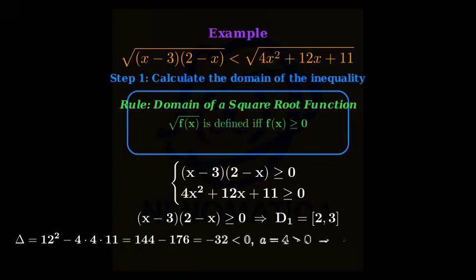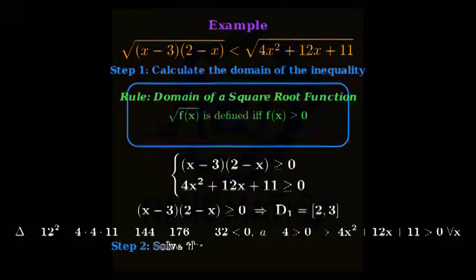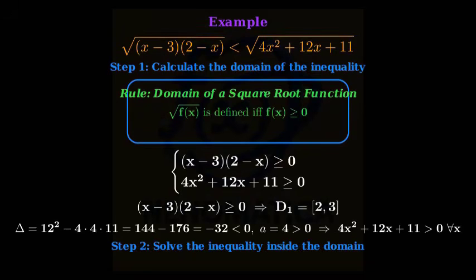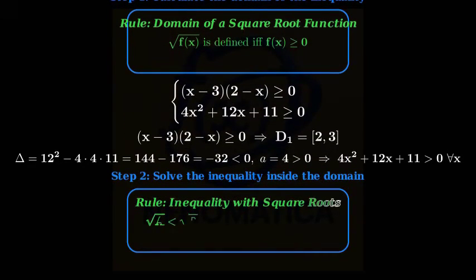The second quadratic has negative discriminant and positive leading coefficient, so it is positive for all real x. Step 2. Solve the inequality inside the domain. Since both sides are non-negative on the domain, we can square both sides.